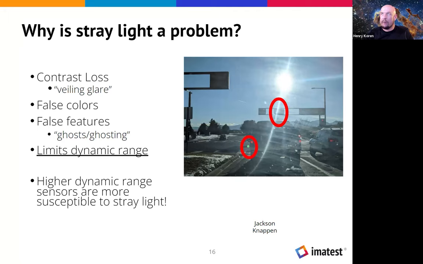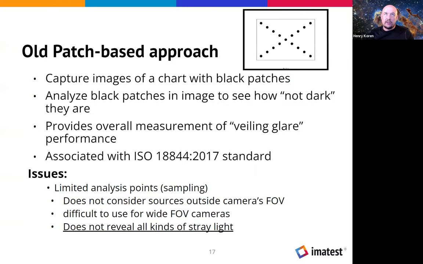While people are trying to get 120 or more decibels of dynamic range, it's very difficult to achieve without really well-designed optical coatings, and anti-reflective coatings on the inside of the camera module, basically trying to avoid any internal reflections that are outside of the designed optics. The higher dynamic range sensors are definitely more susceptible to stray light.